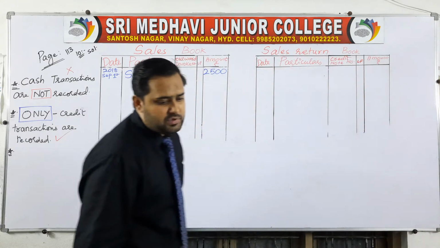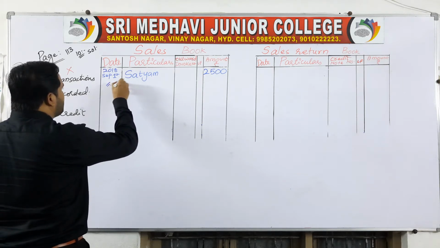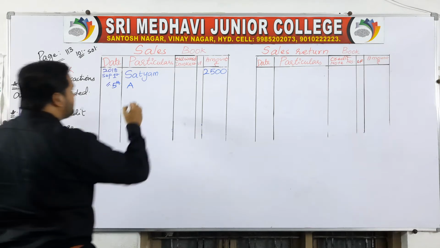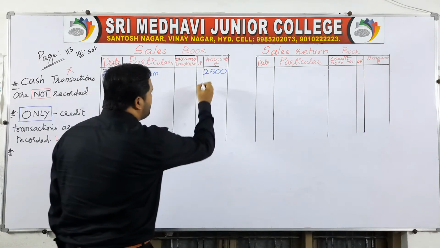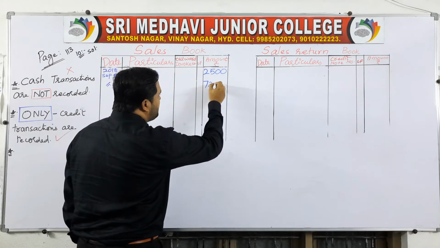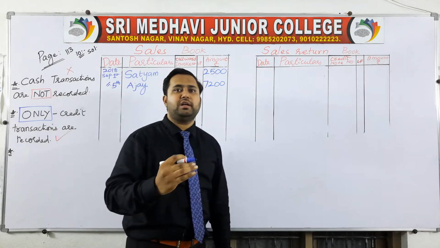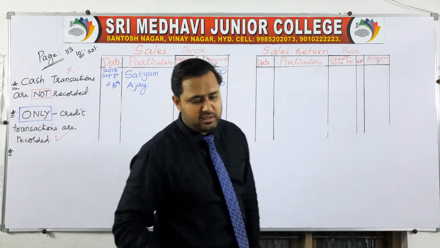Write the party names. First of all, write the date here. 5th, Ajay. Write the party name here. Only the party name you need to write. And sold the goods of rupees 7,200 to Ajay on 5th of September 2018.